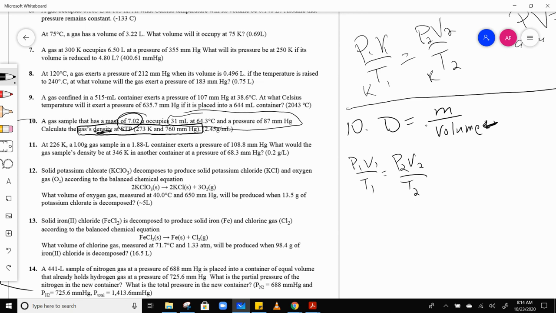So P1 was 87 mmHg. V1 was 31 milliliters. And T1 was 64.3 Celsius, but we have to convert that to Kelvin. So we have to add 273. So 273 plus 64.3 is 337.3.